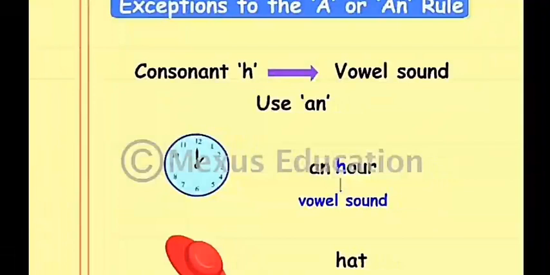So we use A. But there are some words like hotel. It's hotel. So we use an hotel. Honest man. Honest. It's honest man. We use N. Honest man. Okay? Got it?